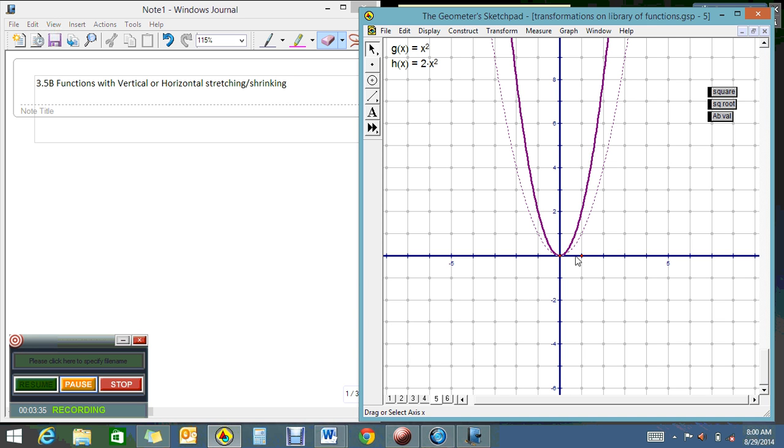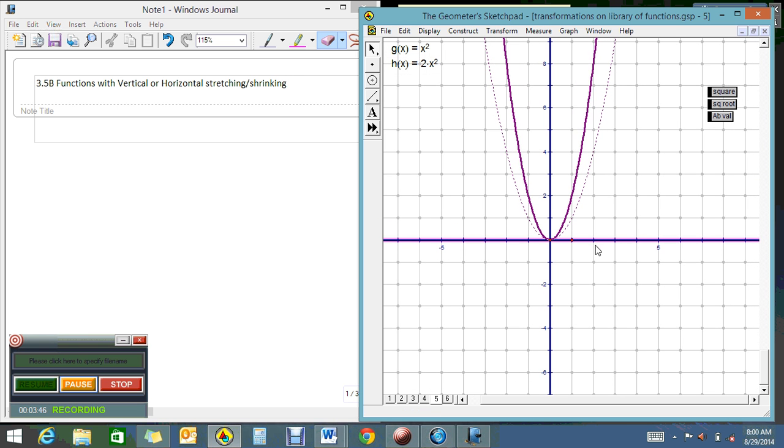Okay, so in the regular x squared, when I go over 1, I go up 1. So I multiply that by 2, and I go up 2. When I go over 2, in the parent function I will go up 4. So I multiply that by 2, so now I'm going over 2 up 8. Okay? And the same thing on the negative side. Every y value then is multiplied by 2. So 1 goes to 2, 4 goes to 8. If we had 3, the normal one would be 9, so the new one would be 18.